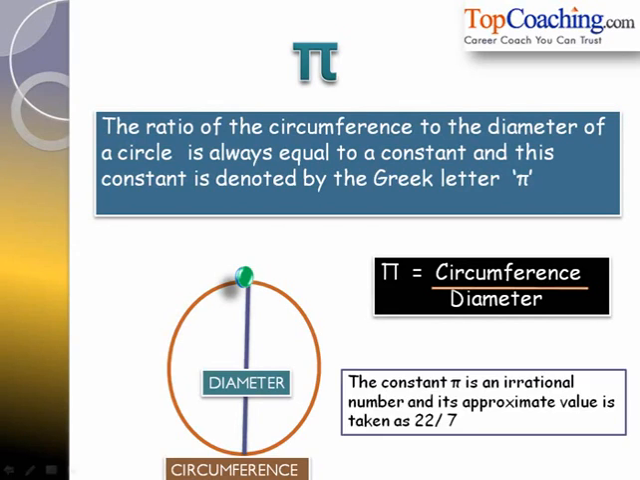The constant pi is actually an irrational number, and its approximate value is taken as 22/7. In our previous classes also we have seen that pi is an irrational number. Irrational because it is a non-terminating and non-recurring decimal. So we cannot calculate the exact value of pi. But for our convenience, we take the approximate value of pi as 22/7 because it reduces our calculations. So pi is actually the ratio of circumference to the diameter of a circle, and it is an irrational number whose value is generally taken as 22/7.